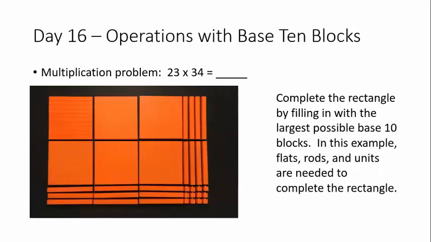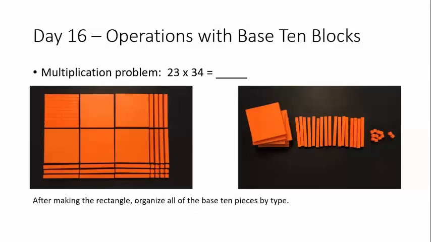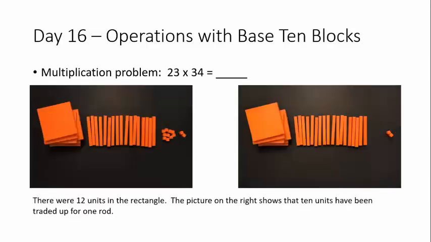Next, I want to fill in with the largest possible base 10 blocks. This time I can complete the rectangle using flats, rods, and units. If you count, you'll see that there are 6 flats, 17 rods, and 12 units. I'm going to rearrange these so I can start trading. We'll trade up 10 units for 1 rod. You can see that the trade has been made in the picture on the right.